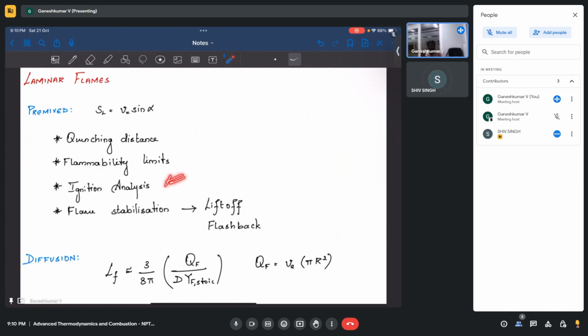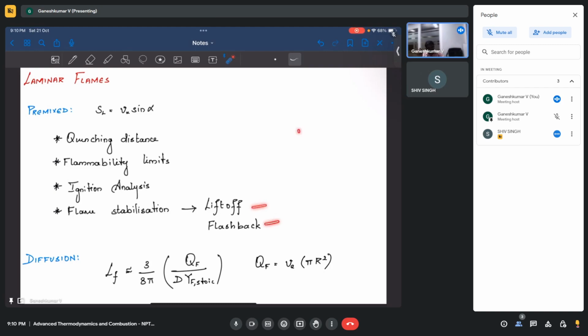Also, ignition analysis is the ignition delay calculation, how much time it will take for ignition, so that analysis you can do. And then flame stabilization: you need to stabilize the flame. You should not have a lift off or a flashback. Let's say in a Bunsen burner, or in a gas cylinder, you do not want the flame to go inside the tube, or into a big container where fuel and oxidizer are stored. If it goes there, then explosion might happen. So for that, you need to prevent flashback.